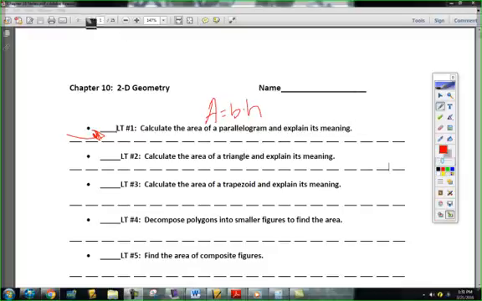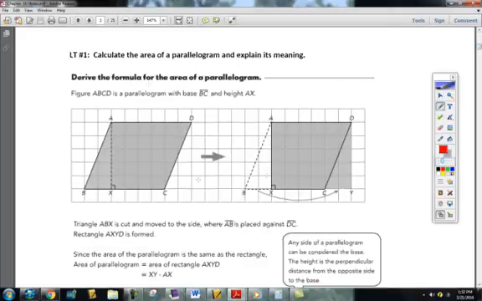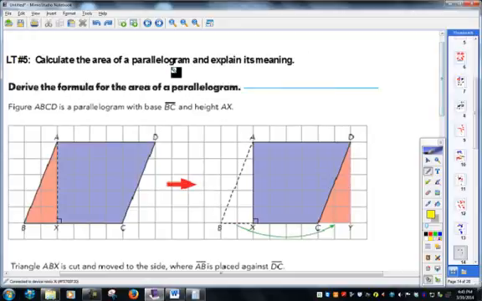So go ahead and flip the page, and we should be on the first page. It should say learning target 1 at the top. Calculate the area of a parallelogram and explain its meaning.